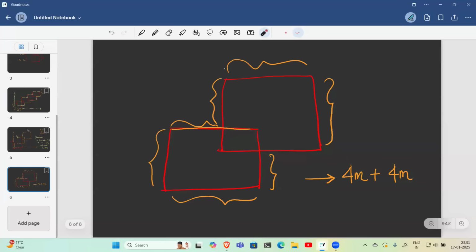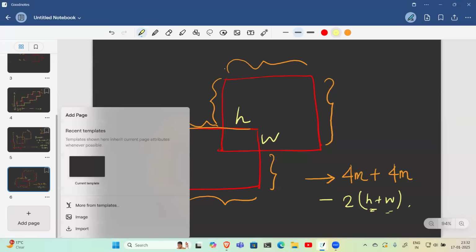The rest of the entire thing is clear, right? Okay, so let me call this H, and this is W. So basically the answer is 4m plus 4m minus 2 times (H plus W), isn't it? If I somehow find the value of H and W, then I would be able to find the perimeter of the entire shape. Great. So now the question is, what is H and what is W?